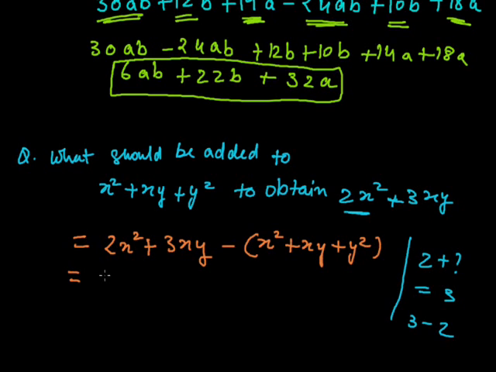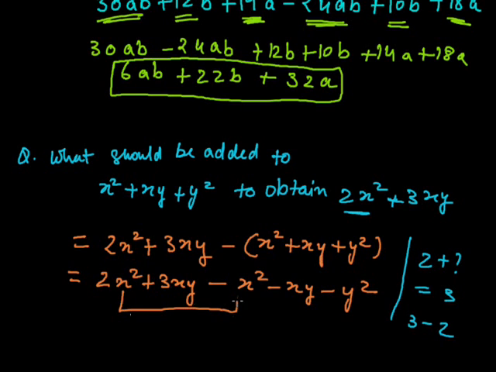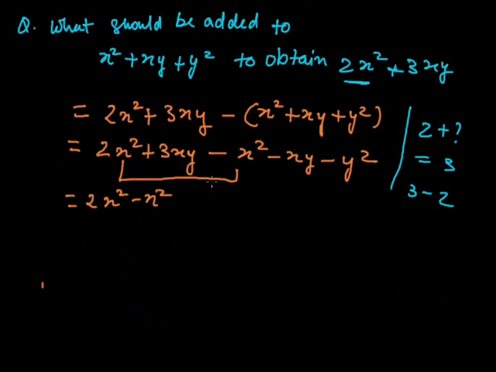Now we know how to simplify this type of question. 2x square plus 3xy. Now when we subtract, we will change the sign of all the terms, that is minus x square, minus xy and minus y square. Now the like terms are 2x square and minus x square. So we will write these terms together, 2x square minus x square. Next is 3xy and minus xy. So we will write these terms together, 3xy minus xy. And the last term here is minus y square, which is not having any like term. Therefore it will be written as it is.